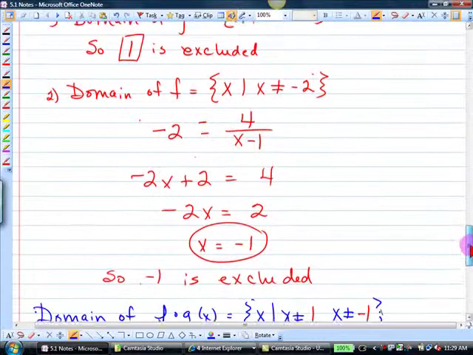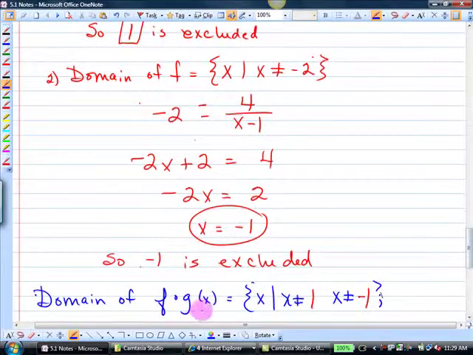So negative 1 is excluded. So the domain of this is it can't be 1 and it can't be negative 1. If it was the domain of G of F of X, you would just follow the steps but do them backwards. Instead of finding G first, you would just do the reverse.